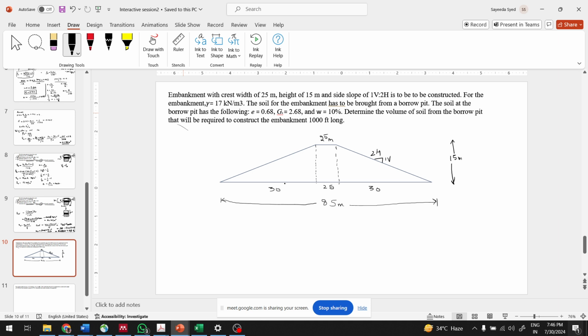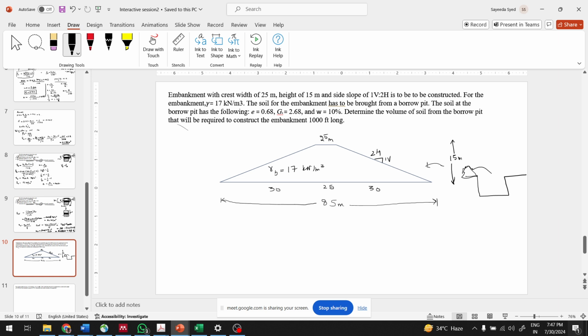Okay, so this embankment needs to be constructed. For the embankment, the total bulk density required is 17 kilonewton per meter cube. Okay, so gamma B required is 17 kilonewton per meter cube. Soil for the embankment has to be brought from a borrow pit. So there is a borrow pit from which we are excavating this soil and we're transporting it to make this embankment.